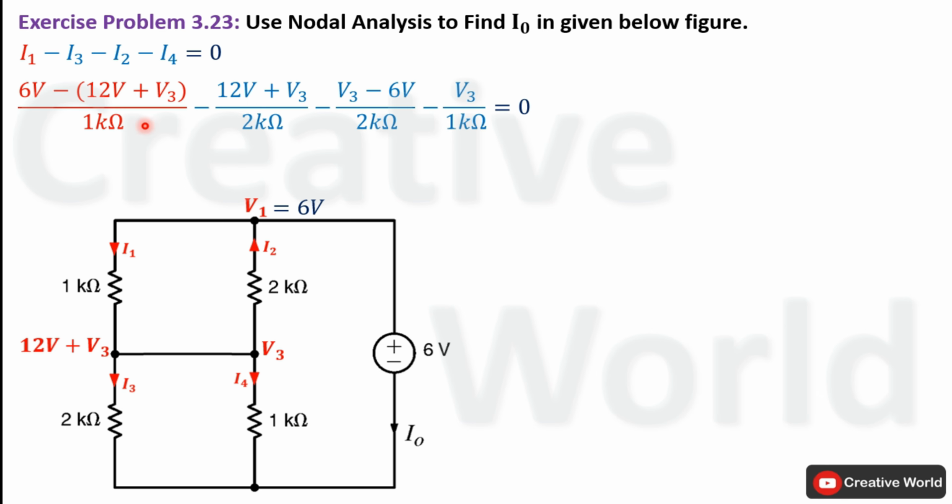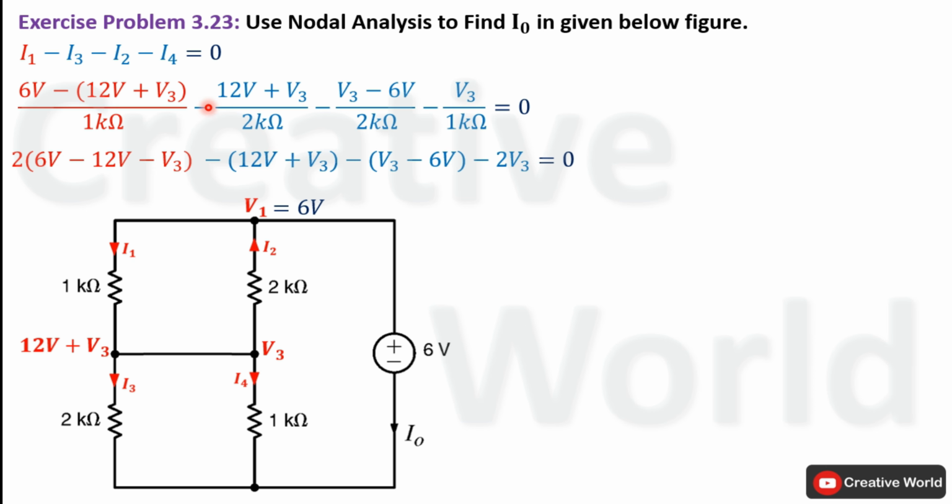Now in order to omit all denominator values, first we will open these brackets. This minus will multiply with values inside the brackets. It will become minus 12 volt and minus V3. And will multiply this equation on both sides with 2 kilo ohm. Product of 2 kilo ohm and 1 kilo ohm in denominator will cancel out with each other. Only 2 will left, and that 2 will multiply with 6 volt minus 12 volt minus V3.